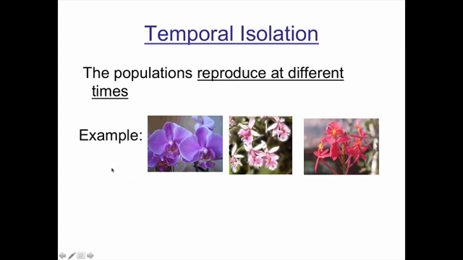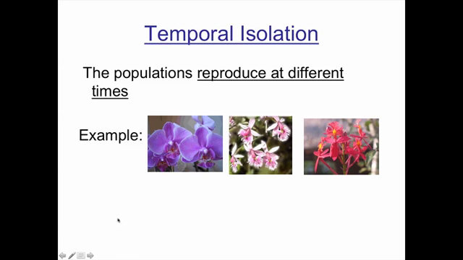All right, temporal isolation is very similar to behavioral isolation. So with temporal isolation, temporal, don't think temporary. Temporal means time. So it has to do with timing here. Again, you have to step away from being human because humans, we don't have a specific time of year where we have like a breeding season or something like that, but most plants and animals actually do. They have a specific time of the year when they're actually going to mate.